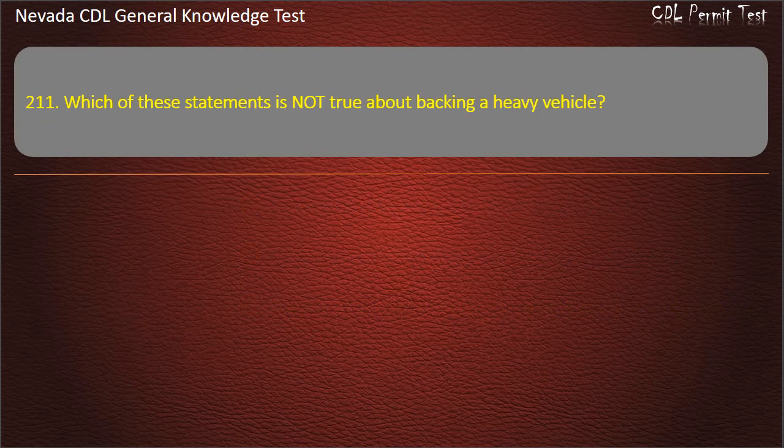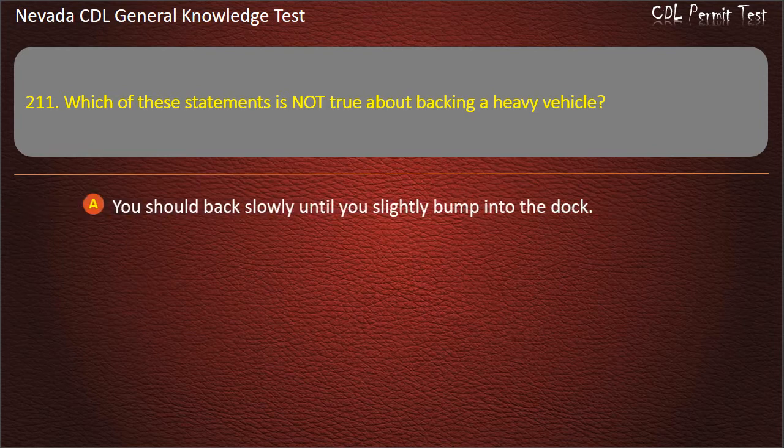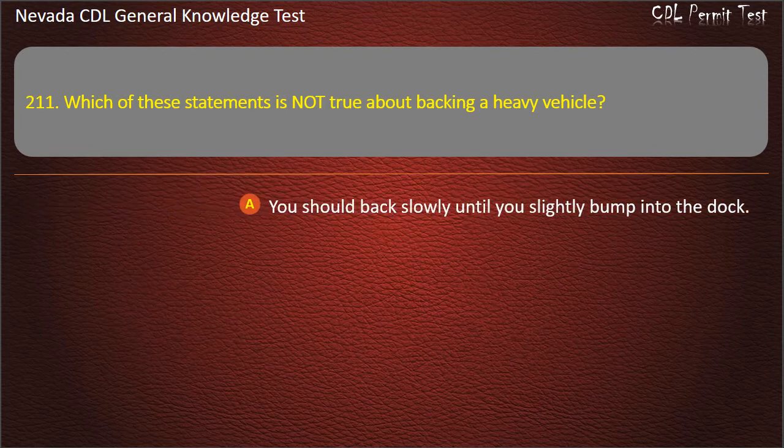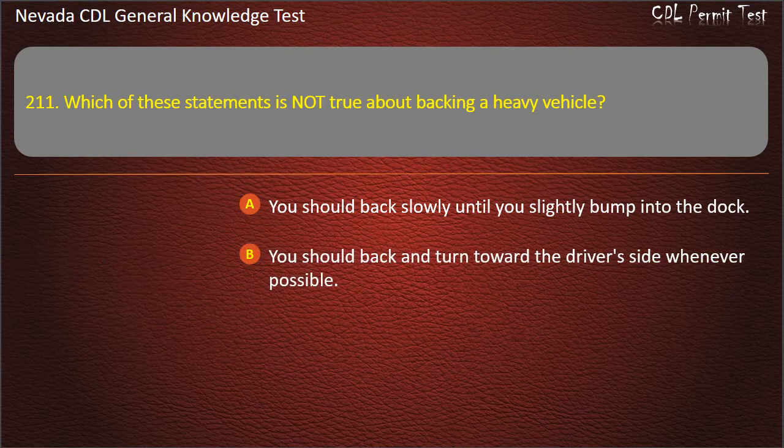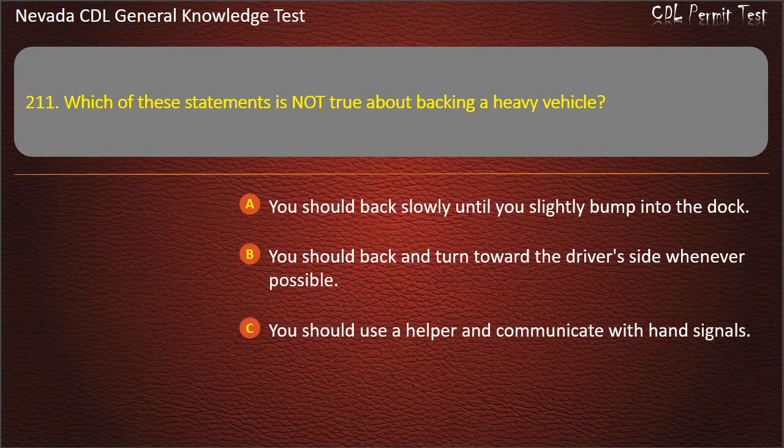Question 211. Which of these statements is not true about backing a heavy vehicle? You should back slowly until you slightly bump into the dock. You should back and turn toward the driver's side whenever possible. You should use a helper and communicate with hand signals. Answer. You should back slowly until you slightly bump into the dock.